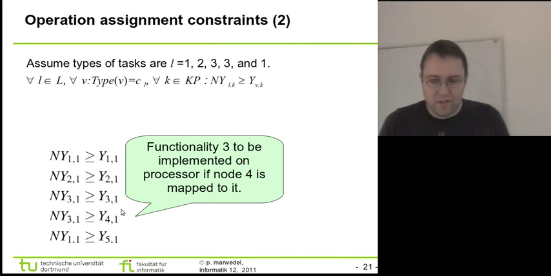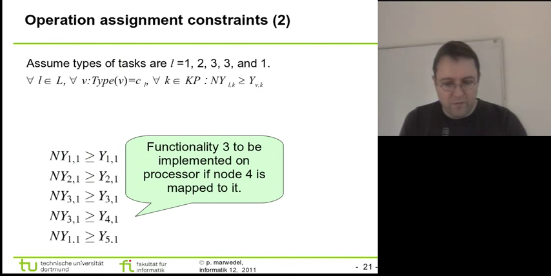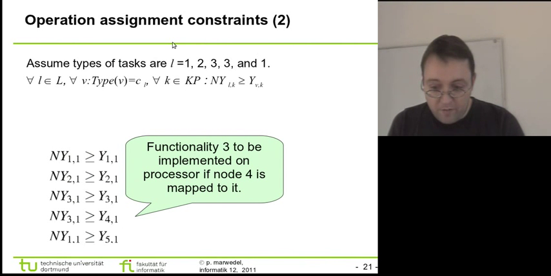Assume that the types of tasks are of 1, 2, 3, 3, and 1 respectively. So we know that for all of the types of tasks and for all of the nodes, the type of that node has to be executable. Of the processors, we know that at least one of the tasks of that type is mapped to the processor. So we know, for example here, that functionality 3 is to be implemented on the processor if node 4 is mapped to the processor. So here we generate a mapping of the functionalities to be executed to the processors that execute that functionality.